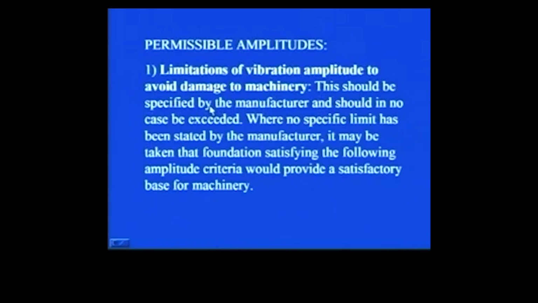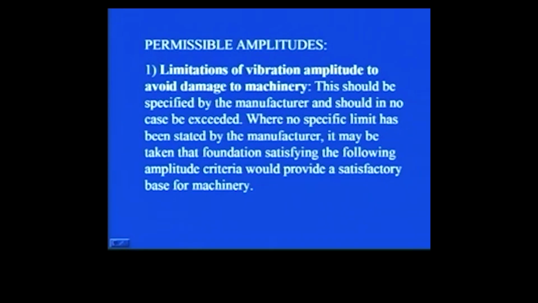Then what are the permissible amplitudes? How can we get that? Because every time we talk about it, the resonance condition should not be reached, and the second condition was that the amplitude should be within permissible limit. So, what exactly are the guidelines as per the IS code as far as these permissible amplitudes are concerned? The first one deals with the limitations of vibration amplitude to avoid damage to machinery.